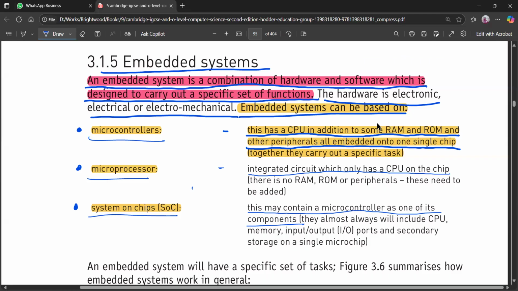An embedded system is a combination of hardware and software which is designed to carry out a specific set of functions. The hardware is electrical, electronic, or electromechanical. They have three main components. What are they? Microcontrollers, microprocessors, and system on chips. These are the components that can be seen there. Can you please write down these underlined parts? I'll give you time.